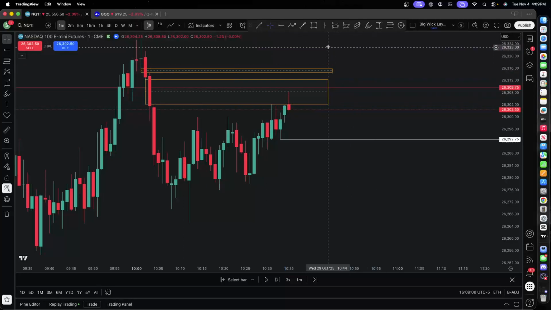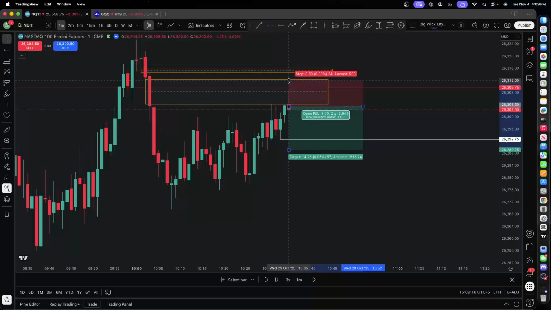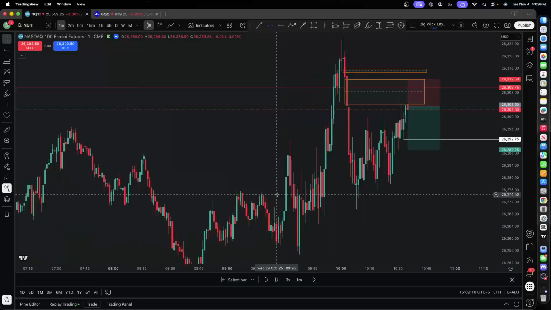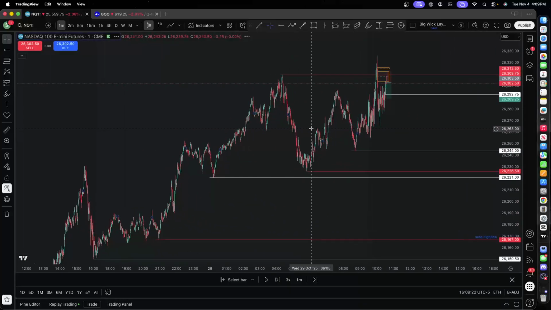I think this was the candle I entered on transparently. Actually, I changed my mind. What we're going to do is this. If I can grab the exact point. There we go. My stop would have been at the top of this. And my target is going to be opposing liquidity.